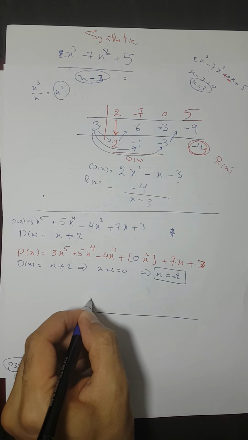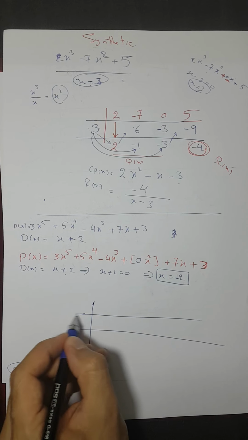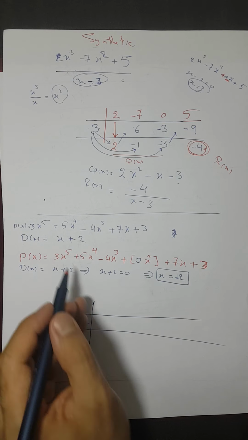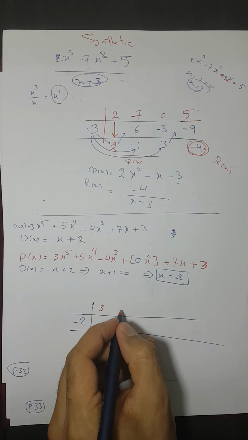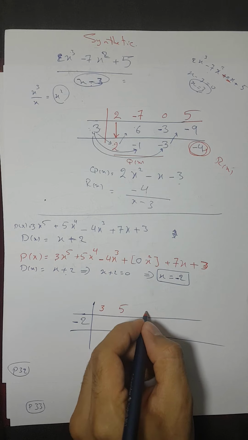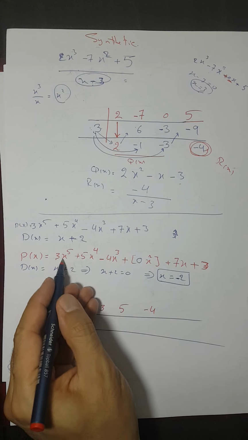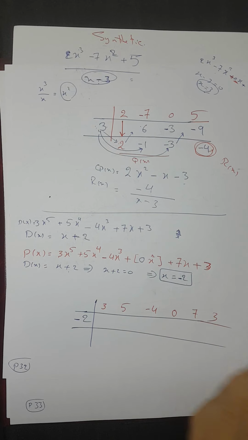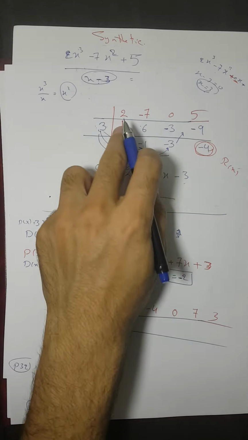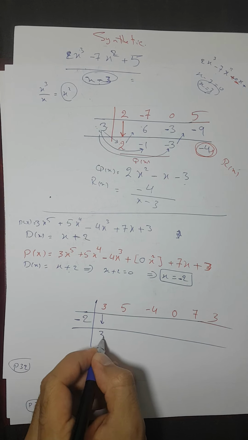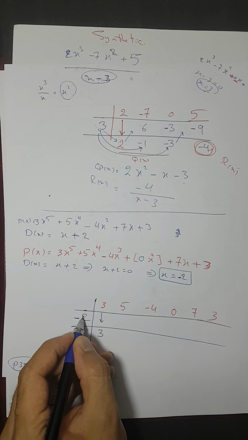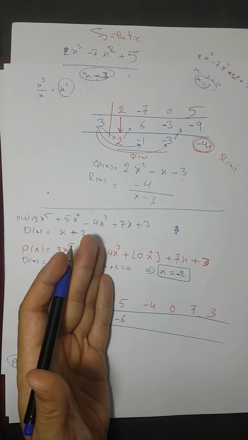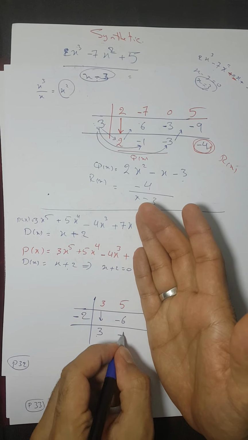Now what will I have? I have the coefficients and the division. So I put here minus 2. Am I right? Good. How about the coefficients here? We have 3, 5, minus 4, 0, 7, 3. Okay, dear? And as I told you, put the 3 down here. Now multiply minus 2 by 3, you get minus 6. Add this one, you get minus 1. Good.